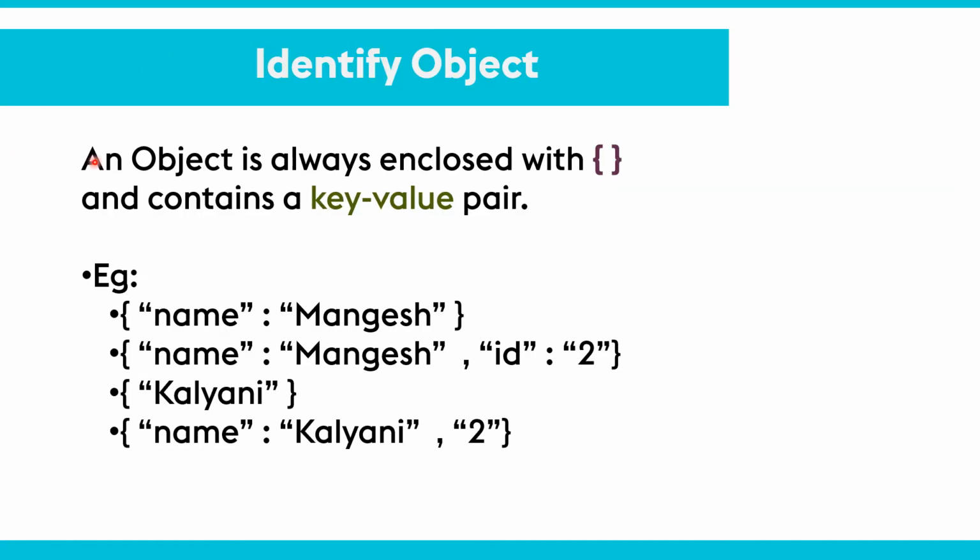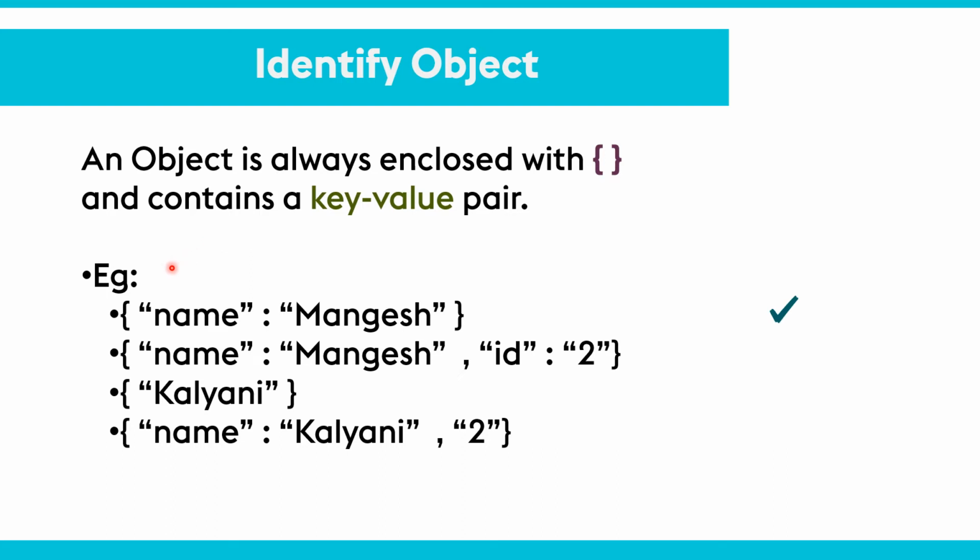It's very important to identify the difference between object and array. An object is always enclosed with two curly braces, and it will always contain a key value pair. Let's see a few examples and let's guess if it is a correct object or not. It must be enclosed in curly braces. So all these four are enclosed in curly braces, so the first condition is met. Now let's see the second condition, it must contain a key value pair. So in firstName colon Mangesh, yes, the condition is met. So it is a valid object.